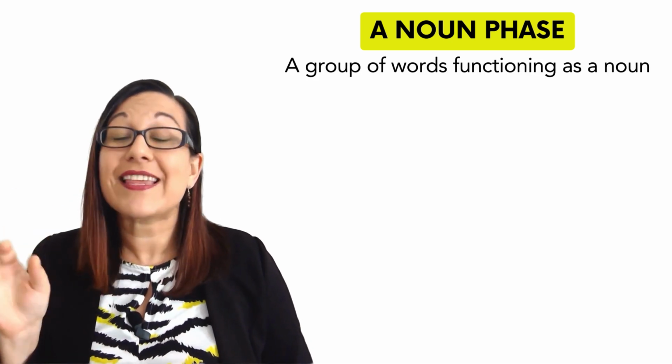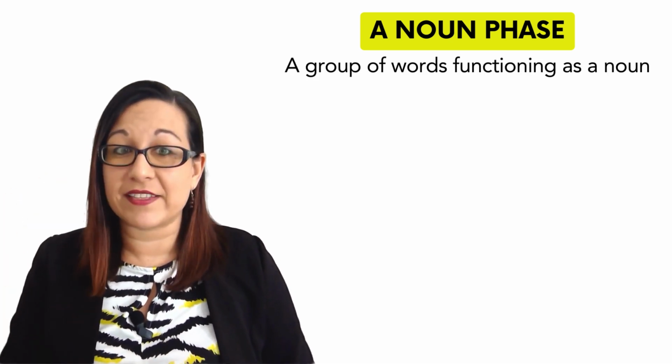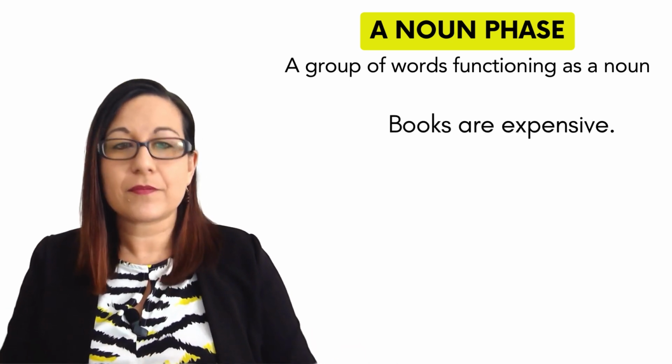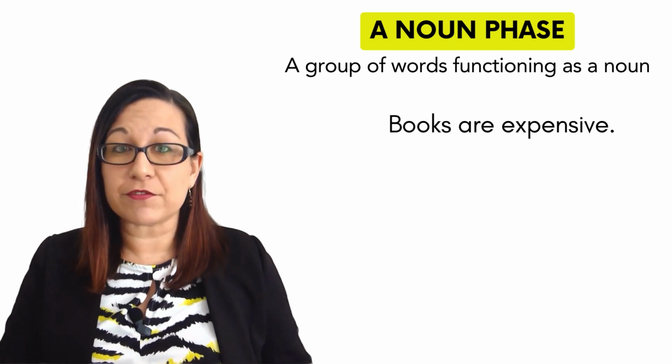But that question, what is a phrase, is actually a trick question because there are several types of phrases, each serving different functions in a sentence. So we could have a noun replaced by a noun phrase, an adjective replaced by an adjective phrase. Right, let's take a look at the first one in more detail. We're going to start with a noun phrase, which is a group of words that can replace a noun in a sentence. For example, books are expensive.